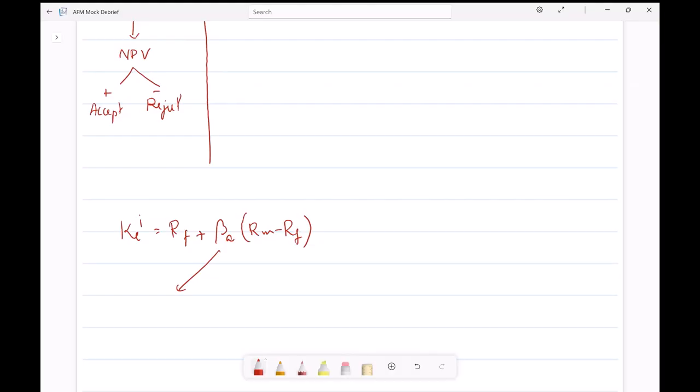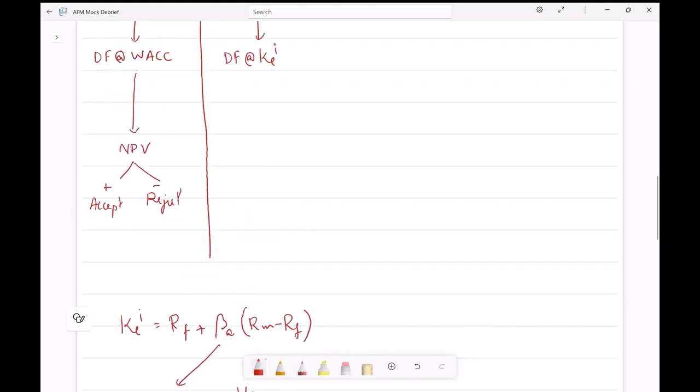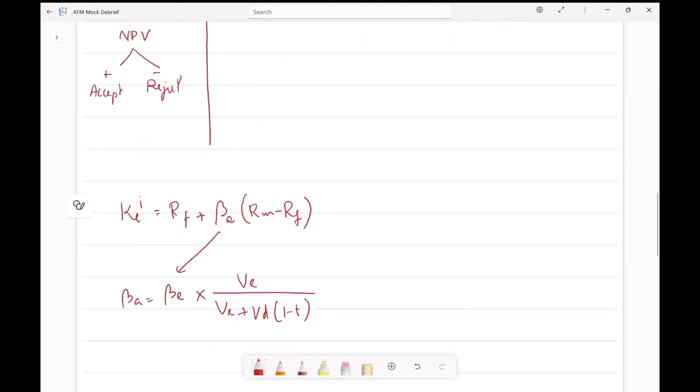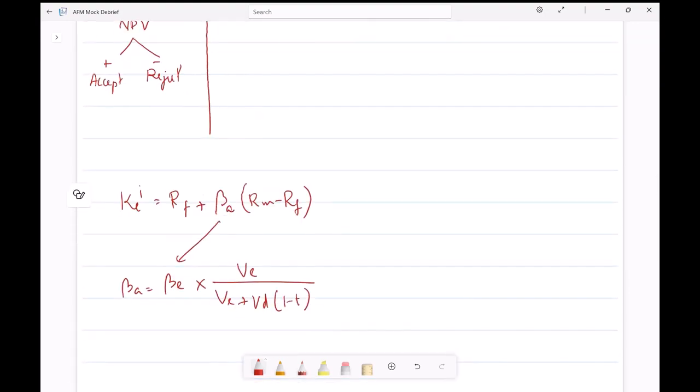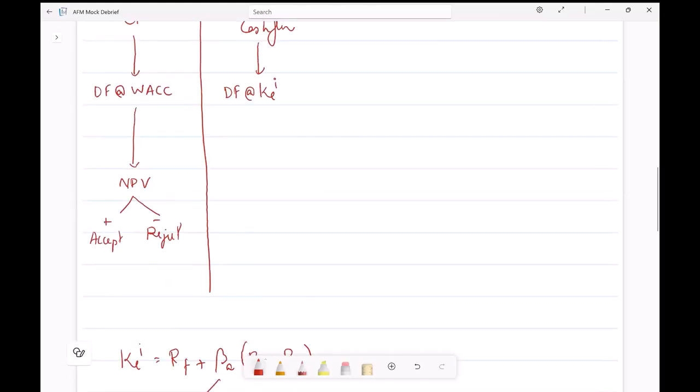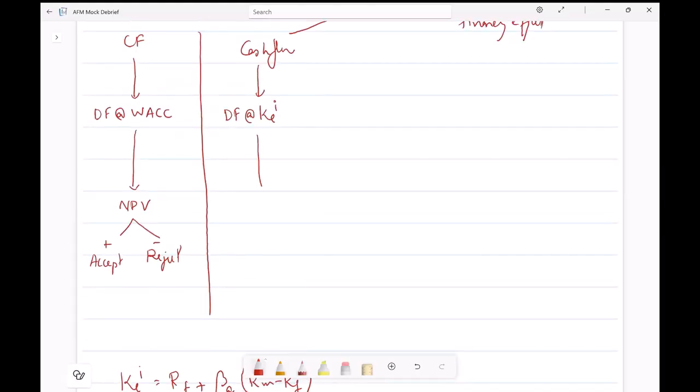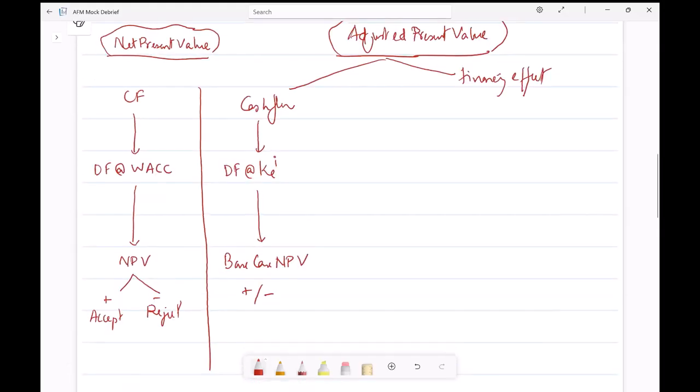Now, how do we find out this beta asset? The beta asset is equal to beta equity into value of equity divided by value of equity plus value of debt into (1 minus tax). So using this beta asset in the CAPM formula, we get this thing called ungeared cost of equity. Using the ungeared cost of equity, the cash flows are discounted to find out something new that is called the base case NPV. This base case NPV can either be positive or negative.